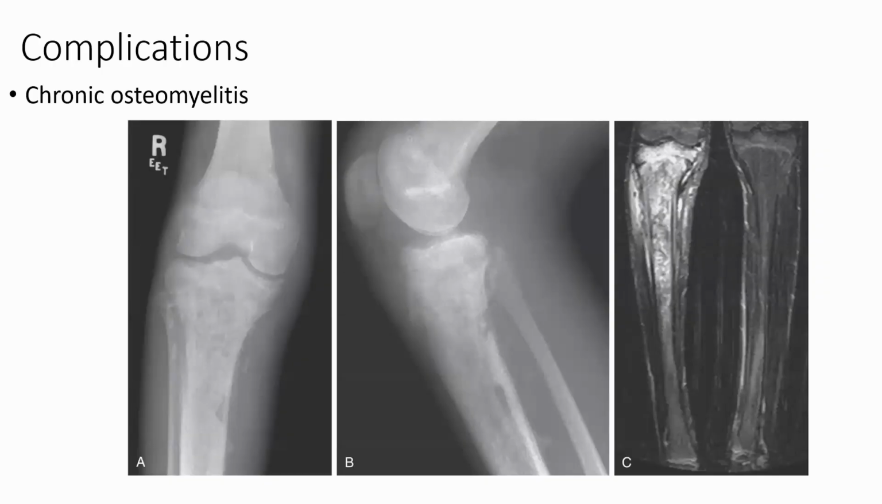So the complications include chronic osteomyelitis. Most of the times, chronic osteomyelitis occurs as a result of acute osteomyelitis that is untreated, or one which is delayed in treatment. Next.